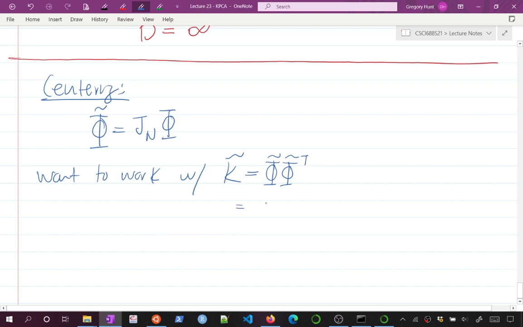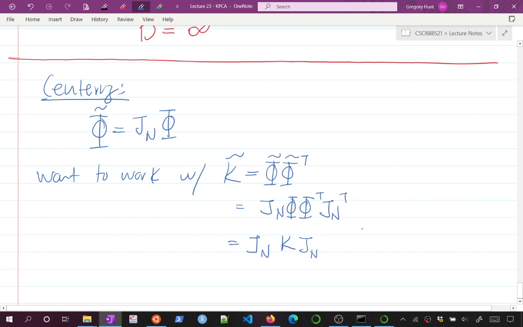But if phi tilde is j times phi, then this is j phi transpose j transpose, although j is symmetric. So this is just j, and that phi tilde was k j.